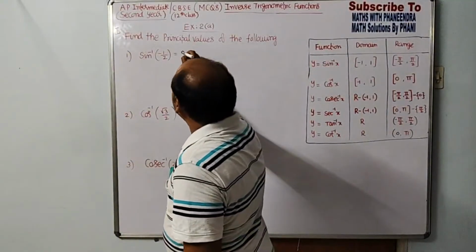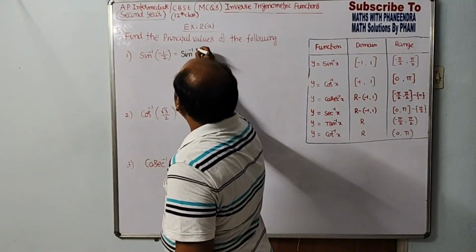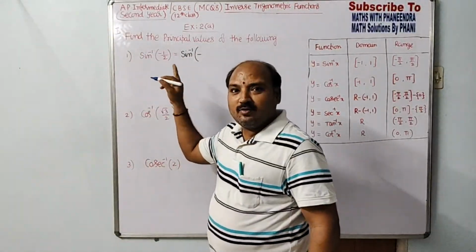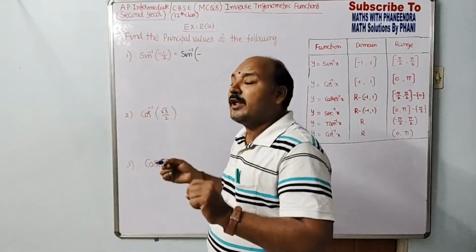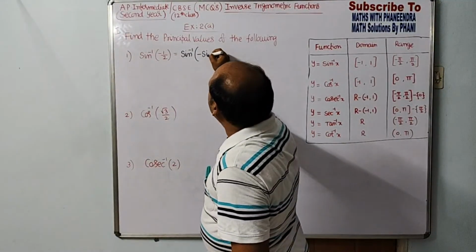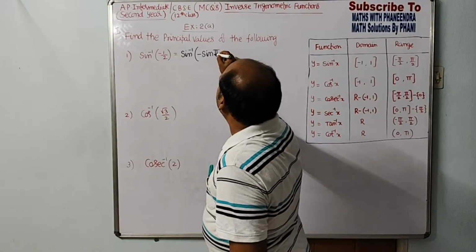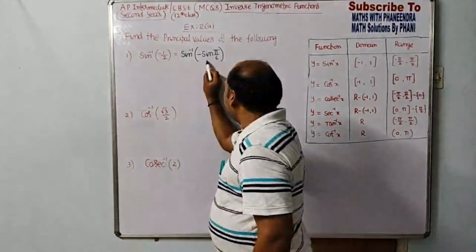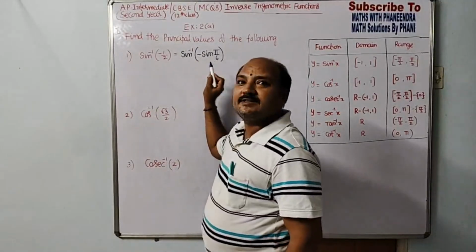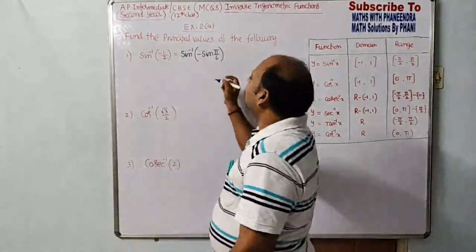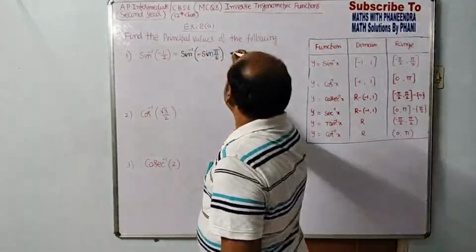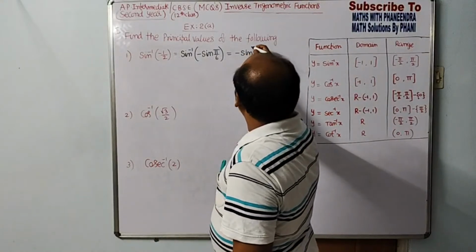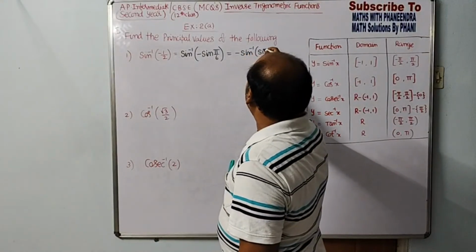See, sine inverse of minus 1 by 2. In terms of sine, 1 by 2 comes for what angle? Sine 30 degrees, and 30 degrees means pi by 6. Am I right, dear students? Sine inverse of minus x is equal to what? Minus sine inverse x. That is equal to minus sine inverse of sine pi by 6.